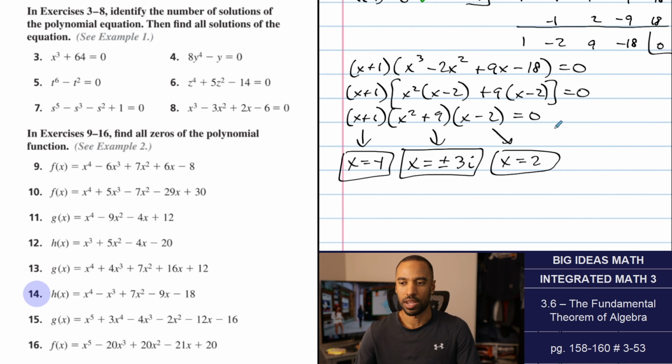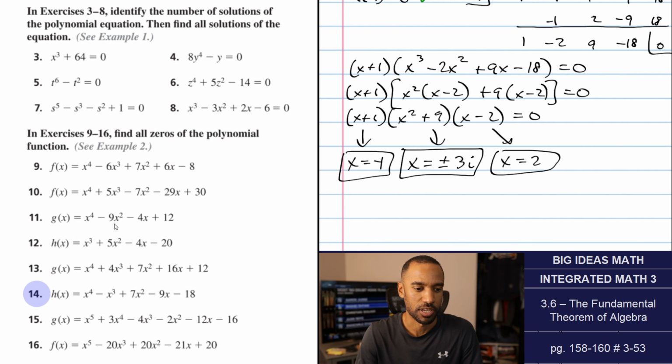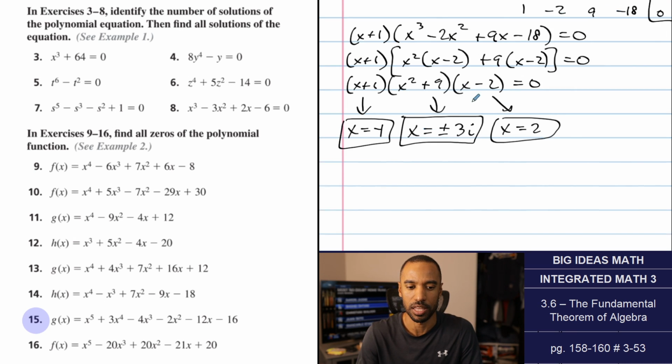X equals plus or minus 3i. Those are the imaginary solutions there. Four of them, it was a quartic. Numbers 15 and 16 are quintic, fifth degree functions. We expect 5 solutions on them.